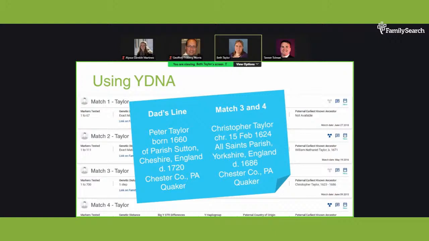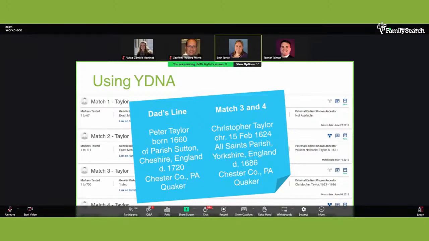So two of the matches to my dad both descend from a man named Christopher Taylor. And Christopher Taylor, according to the records, I need to still verify some of this, but the records claim he was christened on the 15th of February, 1624 in All Saints Parish, Yorkshire, England. But he also died in Chester County, Pennsylvania. He was also a Quaker.